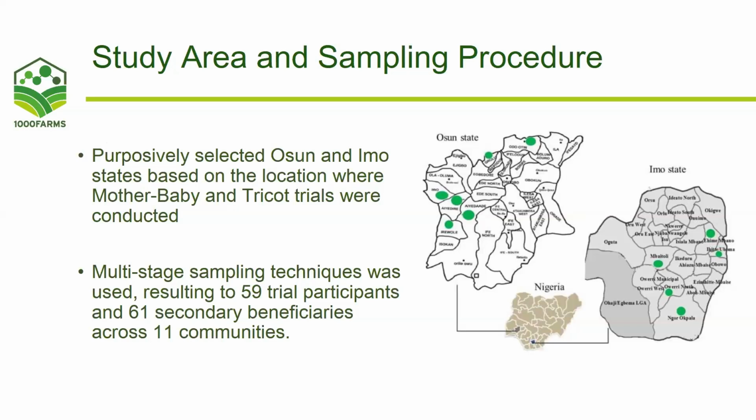So overall, we had about 320 locations where tricot was used. So we had to select, okay, out of those of Oshun and Imo, we had about 80. So we had to select out of those communities. So we had about 11 communities in total.